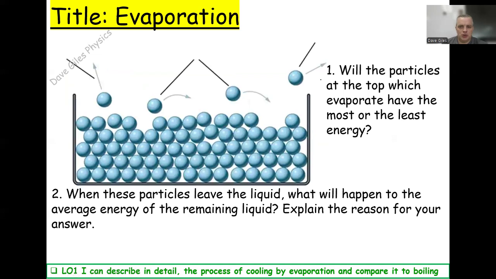So a couple of quick questions here. Will the particles at the top, which evaporate, have the most or least energy? Well, to answer that one, they're the ones that are going to escape, so they're going to have the most energy. And then the second part says, when these particles leave the liquid, what will happen to the average energy of the remaining liquid? Explain the reason for your answer.